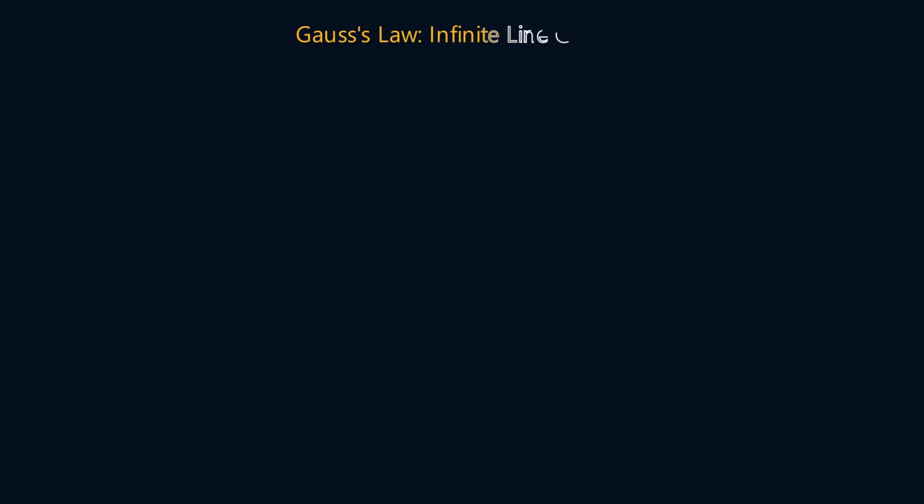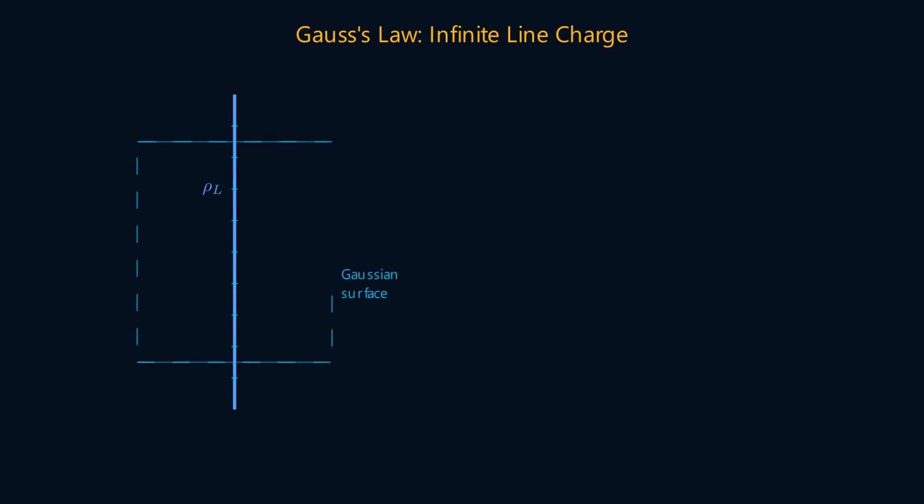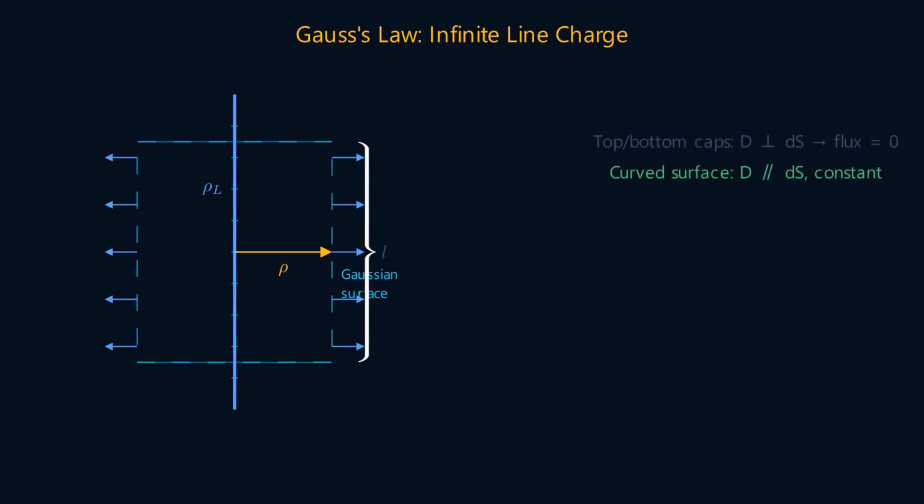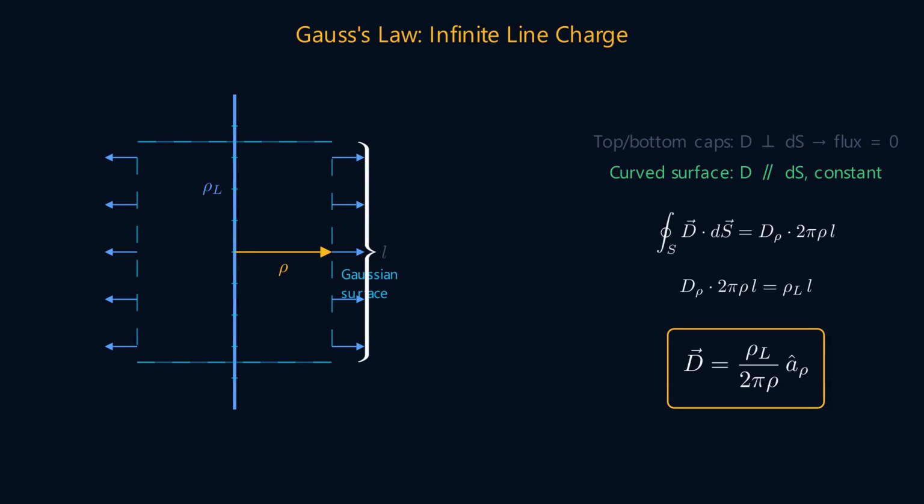For an infinite line charge rho L along the z-axis, we choose a cylindrical Gaussian surface of radius rho and length L. D has only a rho component by symmetry, and it's constant on the curved surface. The flux through the top and bottom caps is 0. D is tangential there. The flux through the curved surface is D rho times 2 pi rho L. Setting this equal to the enclosed charge rho L times L gives D equals rho L over 2 pi rho in the a rho direction. Again, two lines versus a full integration. That's the power of Gauss's law with symmetry.